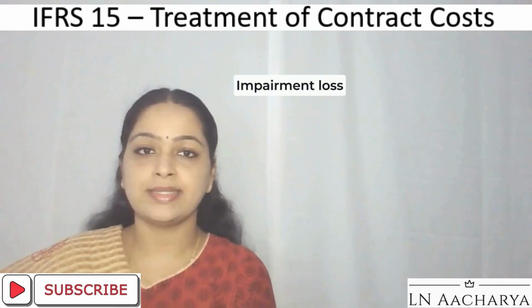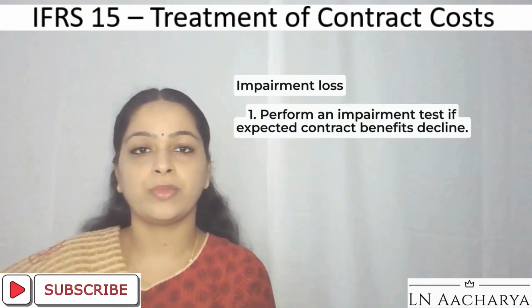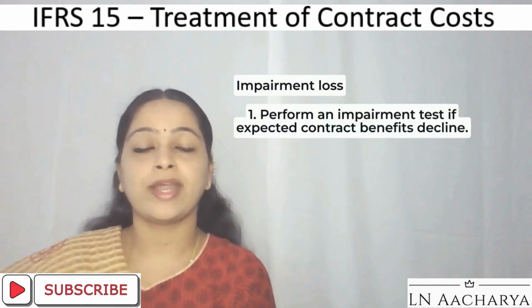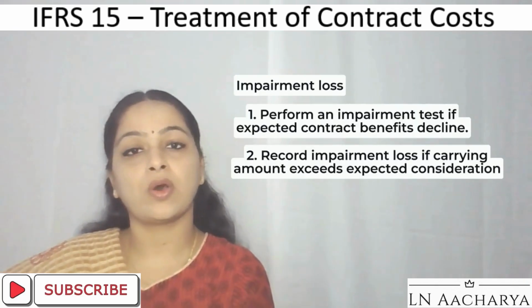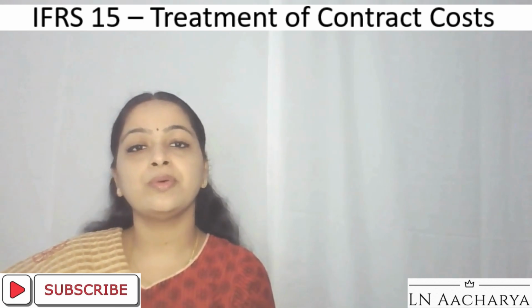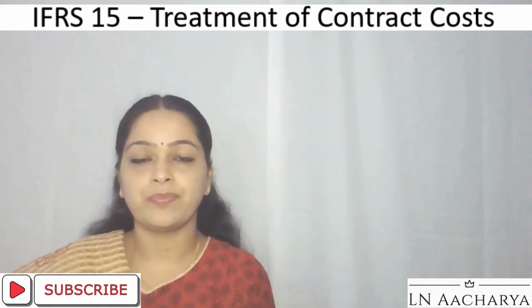But what if the expectations change? If the expected benefits from the contract declines, an impairment test must be performed. If the asset's carrying amount exceeds the expected consideration from the contract, an impairment loss is recorded. For example, a telecom company capitalizes customer acquisition cost for long-term contracts. However, due to an unexpected market shift, many customers cancel their contracts early. Since the company will not recover these costs, it must record an impairment loss.